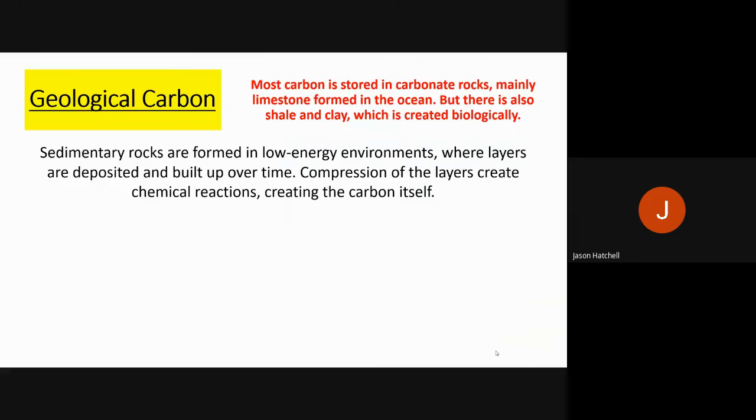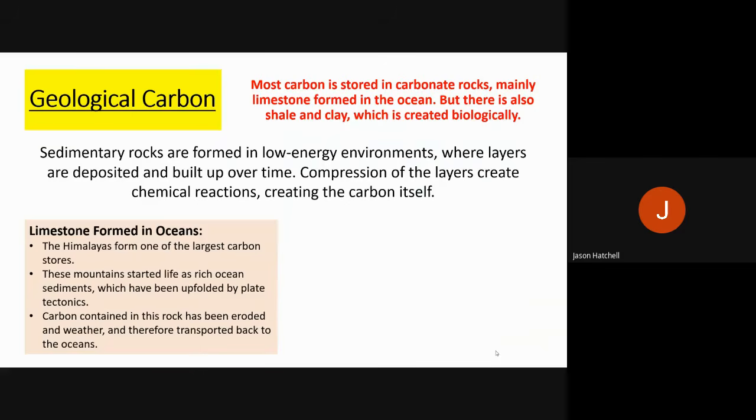Now, sedimentary rocks are formed in low energy environments. You can link that back to low energy coastlines from your coasts topic, where layers are deposited and built up over time. Compression then compresses those layers together and creates chemical reactions in the sediment, creating the carbon itself. So carbon is essentially created in these rocks by chemical reaction and compression.